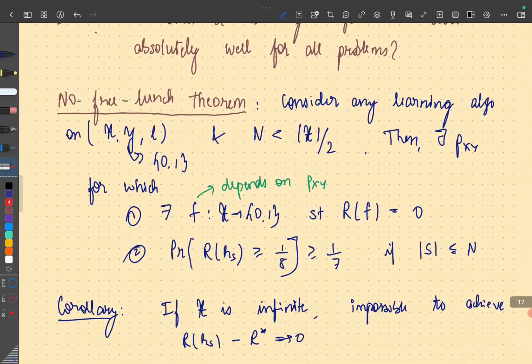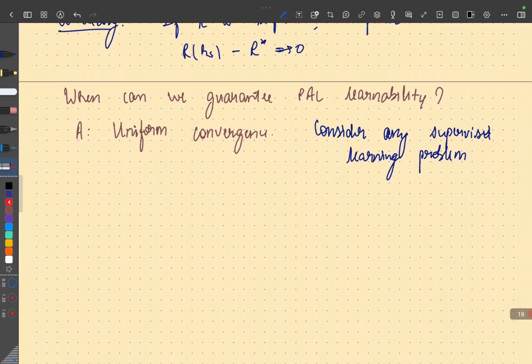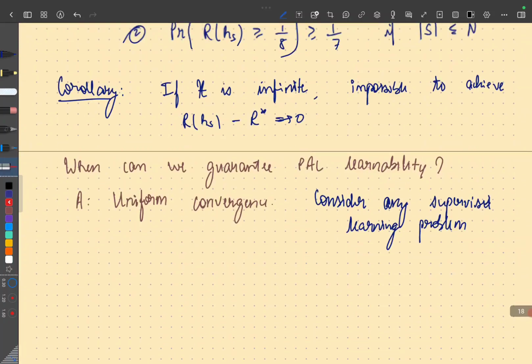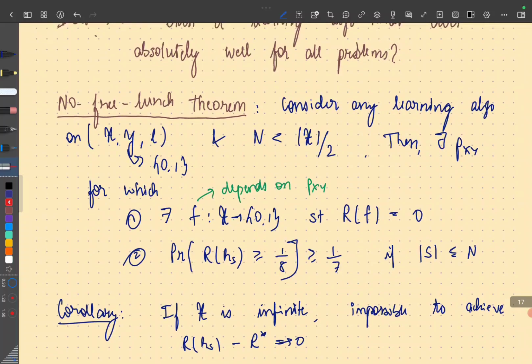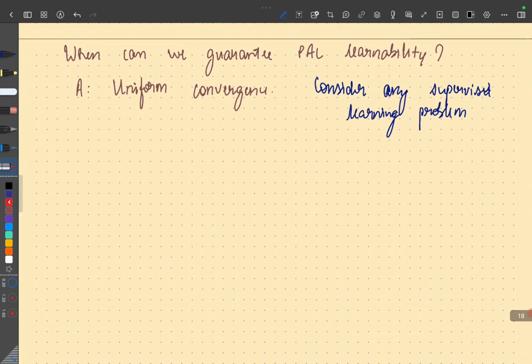Okay, so right now we're just building tools. We'll later on see how the no free lunch theorem can be used to derive lower bounds. But the no free lunch theorem basically gives a negative statement that something is not possible. On the other hand, what can we say about what is actually possible? When is it possible to guarantee PAC learnability?